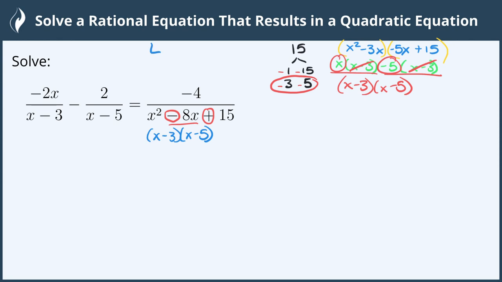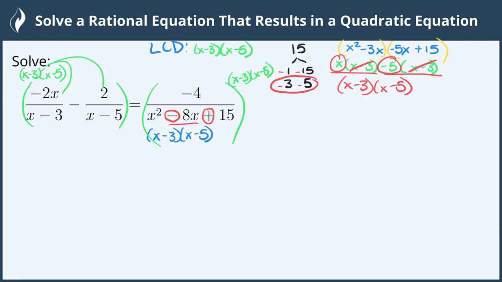Now we need to find the lowest common denominator so that we can multiply it to everything and get rid of those fractions. The lowest common denominator needs an x minus 3 and an x minus 5, and it looks like we're all done. That's all we needed. So let's multiply both sides by x minus 3, x minus 5. We'll have to use the distributive property to multiply it into both terms. On the right side, though, x minus 3 times x minus 5 divided by x minus 3 times x minus 5 cancels. So on our right side, we just have negative 4.